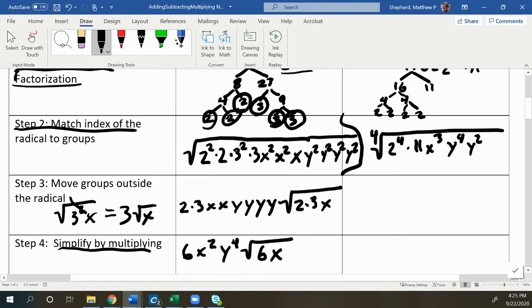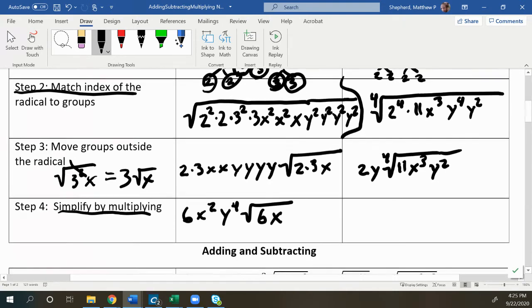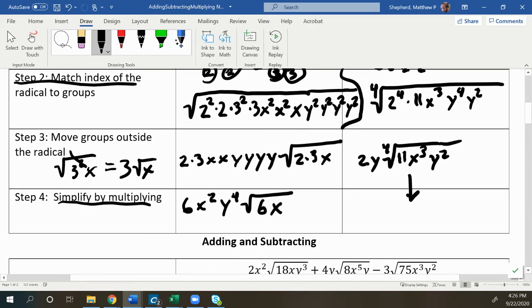Now, everything that's been put into a group of 4, we can now take out. So that 2 right there, we can bring out of the radical. The 11 stays in, the x stays in, the y to the power of 4 can come out. And then on the inside of our radical, the 11 had to stay in, the x cubed had to stay in, the y squared had to stay in. There's nothing really to multiply, so that one's done. That's as far as we can simplify it.